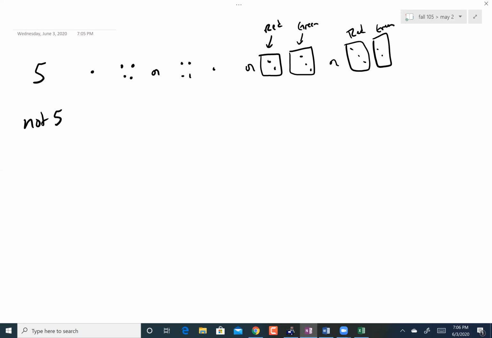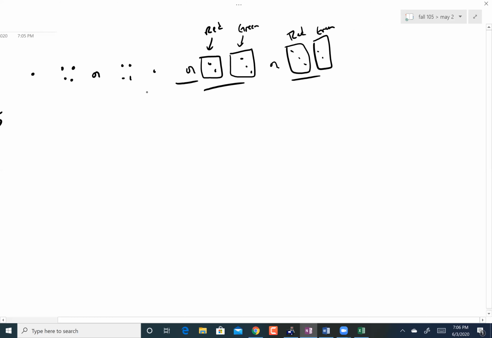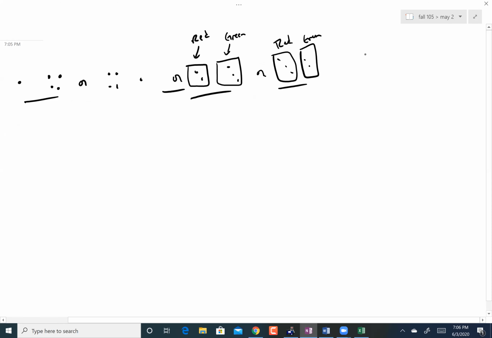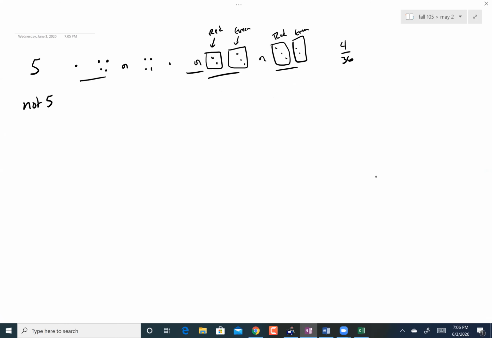Okay, so I think there are 1, 2, 3, 4 outcomes that give me a 5. That's 4 out of 36 total outcomes. That means there's 32 out of 36 that are not 5s.